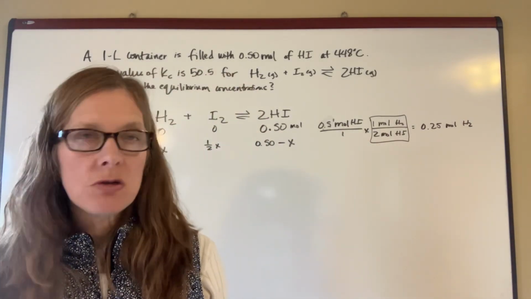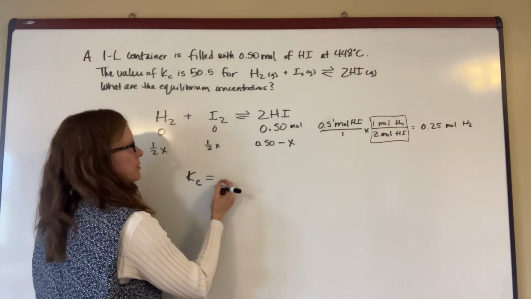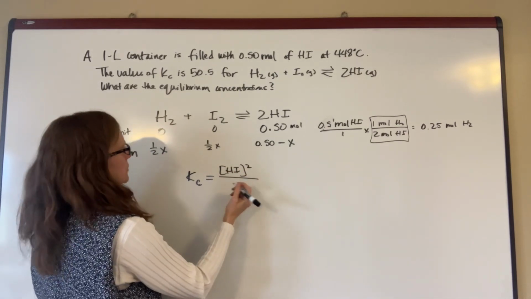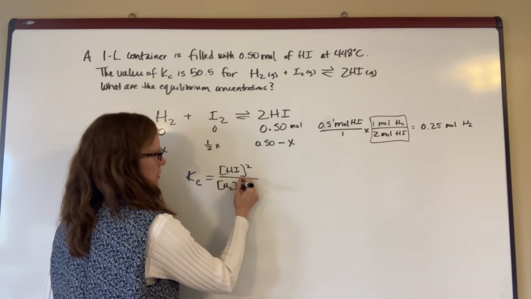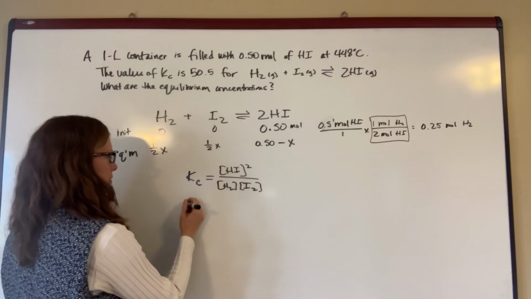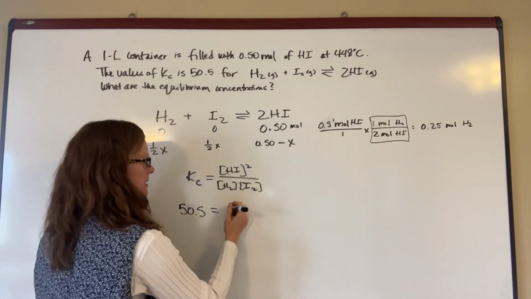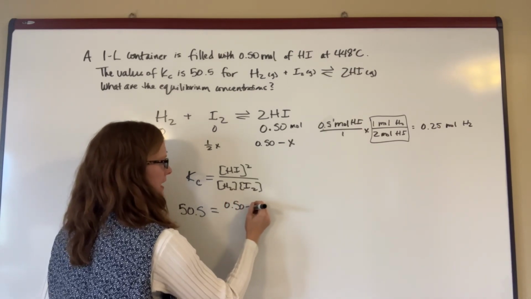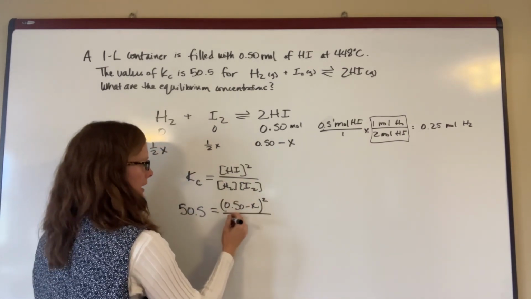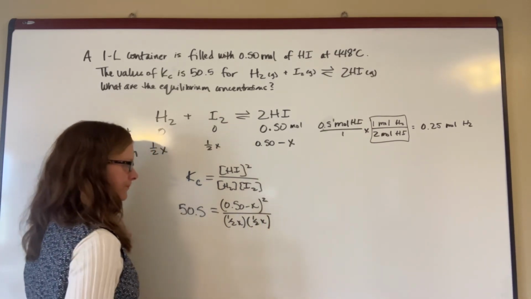All right, now I can use the equilibrium expression. So my equilibrium expression is going to be the concentration of HI, the quantity squared, over the concentration of H2 times the concentration of I2. Now, it tells me that the equilibrium constant is 50.5 and HI is 0.50 minus X, and that has to be squared. And then on the bottom, I have 1/2 X times 1/2 X.